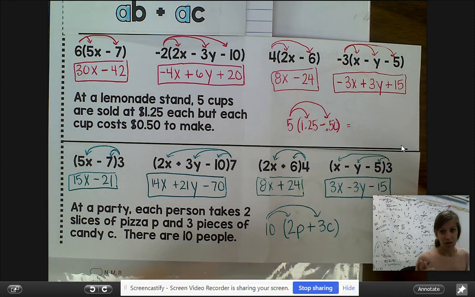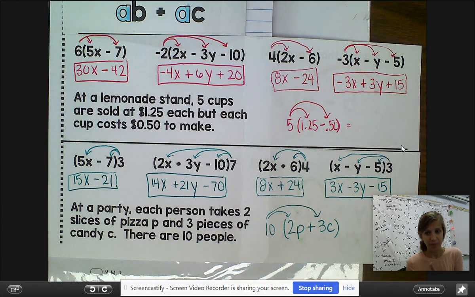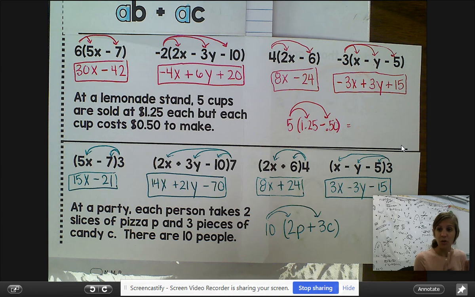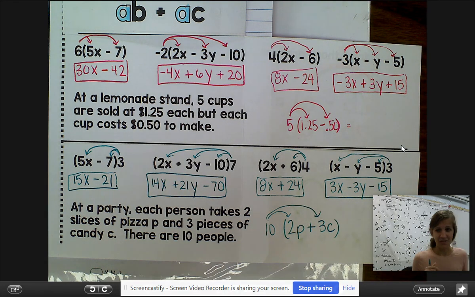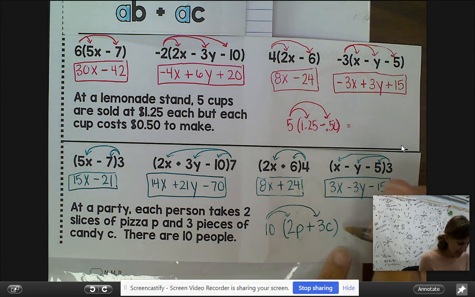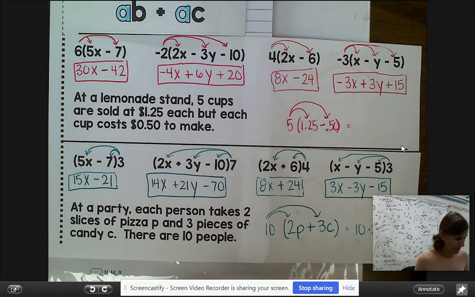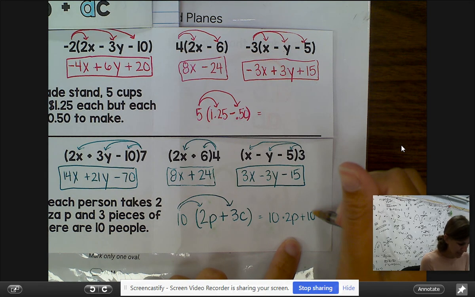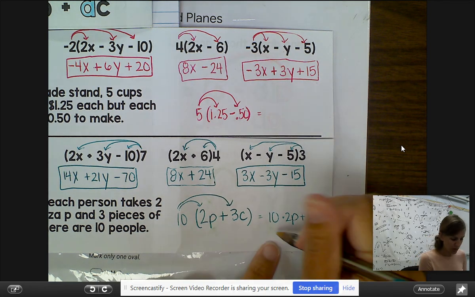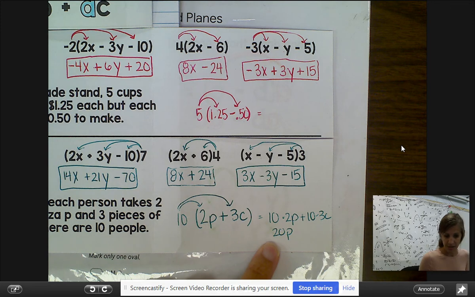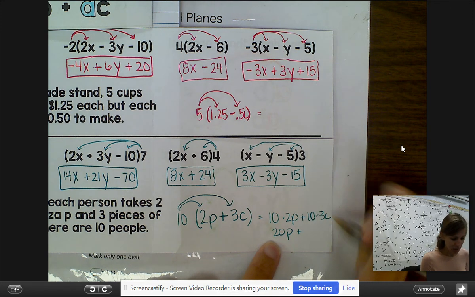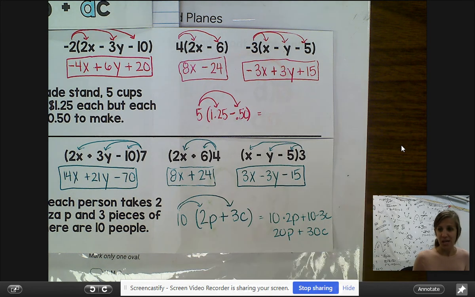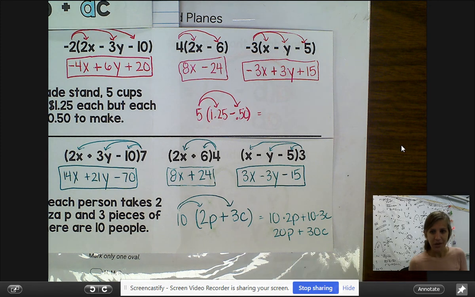Now, technically, I guess it goes at the end because they said 10 people, but it doesn't matter because we can multiply in either order because of the commutative property from the other day. So, okay, I distribute that 10 and we get 10 times 2p. Oops, that's all right. We'll write it slow. Also, it's behind my face. There you go. And then plus 10 times 3c. And 10 times 2 is 20 pieces of pizza, plus 10 times 3 for 30 pieces of candy, and hopefully you have enough to keep your party goers happy.